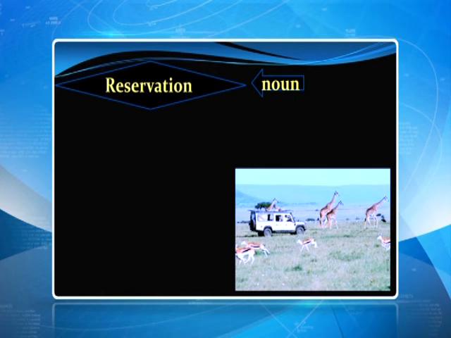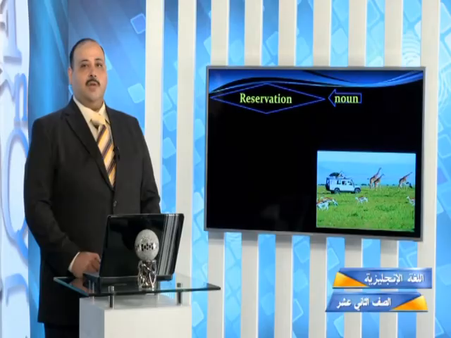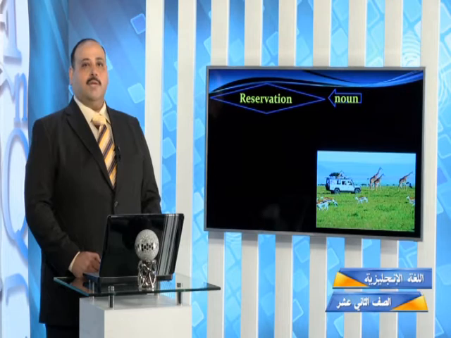Okay, reservation. It is a noun. Now the picture also has a meaning. You can see a place, and in this place you can see what? Yes, you can see animals. Are they safe? Yes. Are they moving freely? Of course. So is there anybody trying to hunt them? Of course not. So it is a place where those animals can be kept, protected, and nobody can harm them. So reservation means a place where those animals can be kept safely.